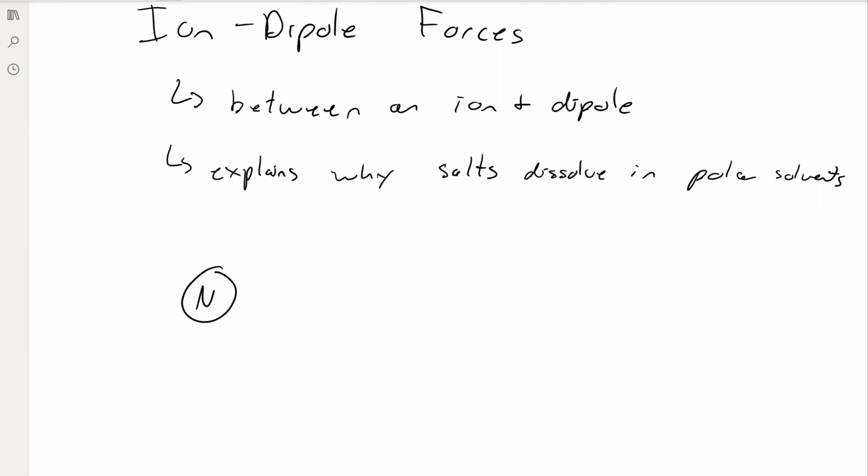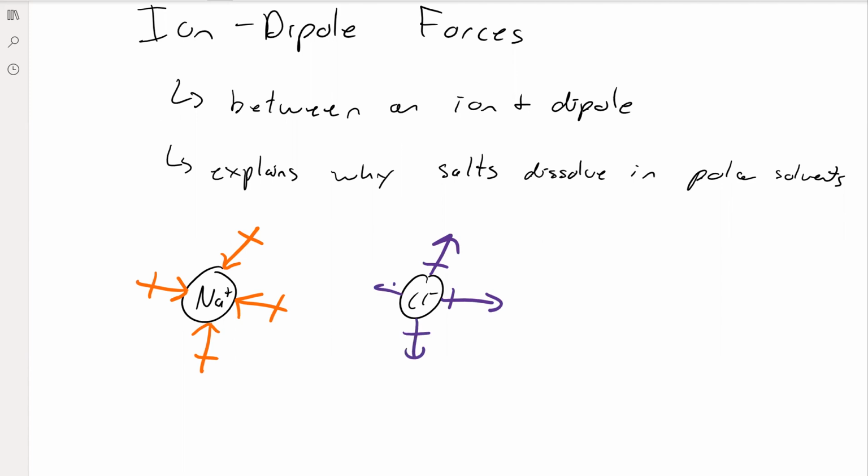So, for example, if you have a sodium ion and you dissolve it into some kind of polar compound, it has a positive charge. It's going to be surrounded by the negative end of our dipoles. And the opposite for the anions, something like the chloride ion, it's going to be surrounded by the partial positive ends of your polar compound.